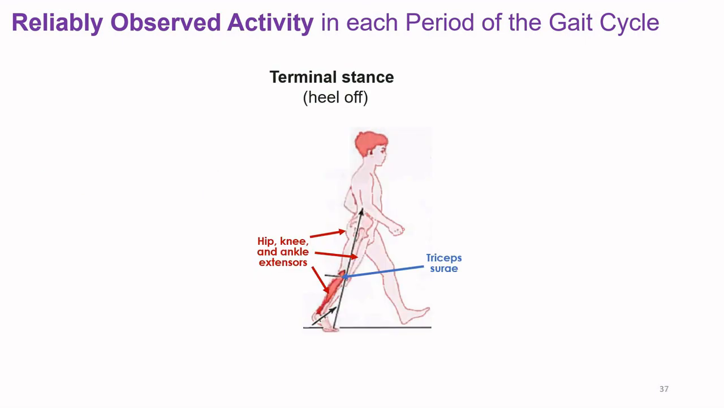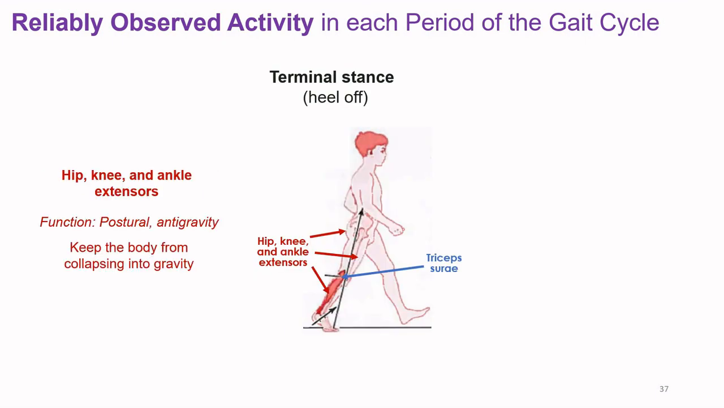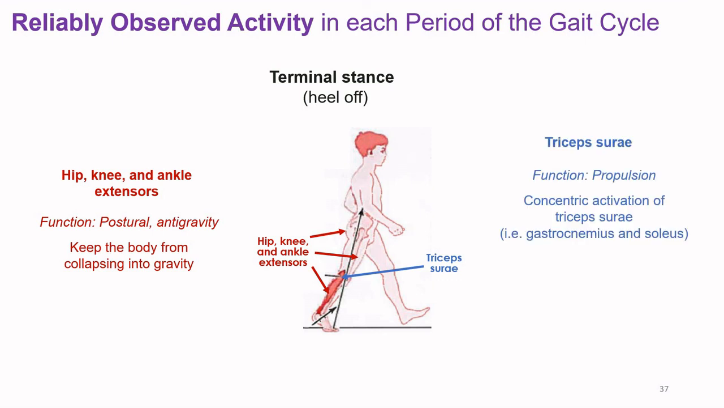In terminal stance, hip, knee, and ankle extensors stabilize the posture of the body against the pull of gravity. In terminal stance, we also see the triceps surae performing the function of propelling the body forwards. Specifically, concentric activation of the gastroc and the soleus give the body a push forwards from behind.